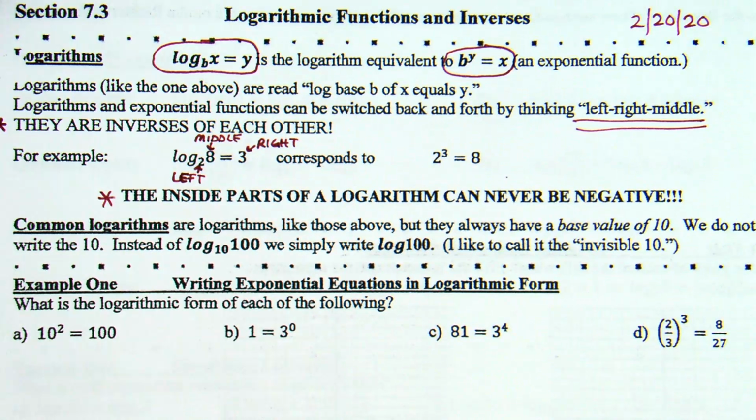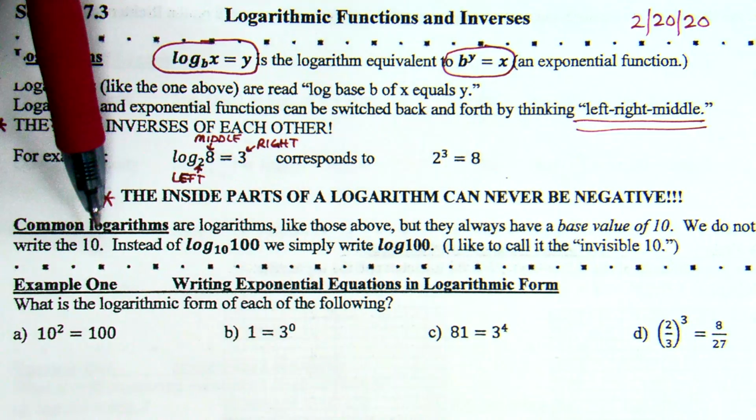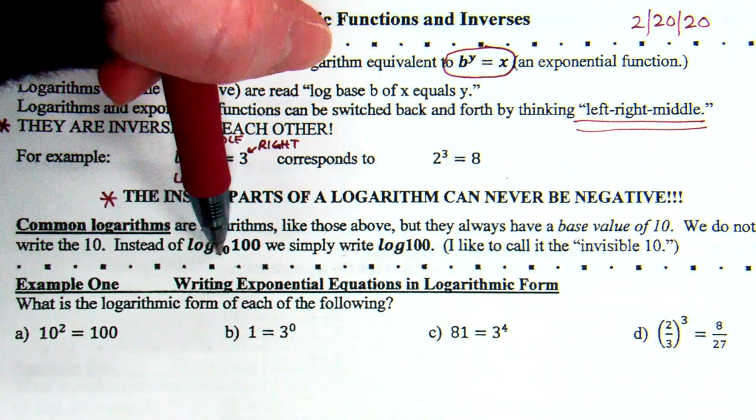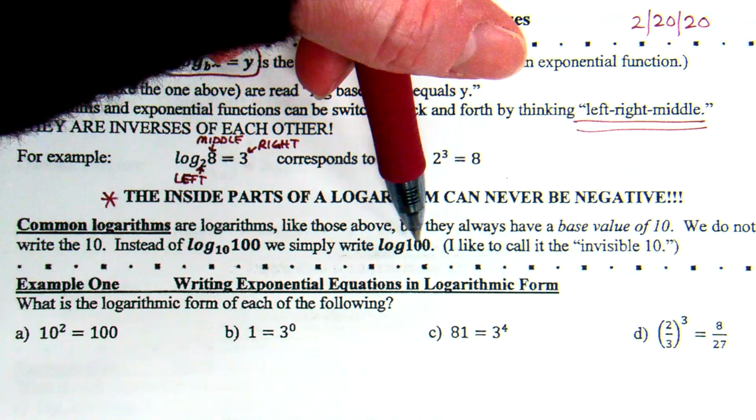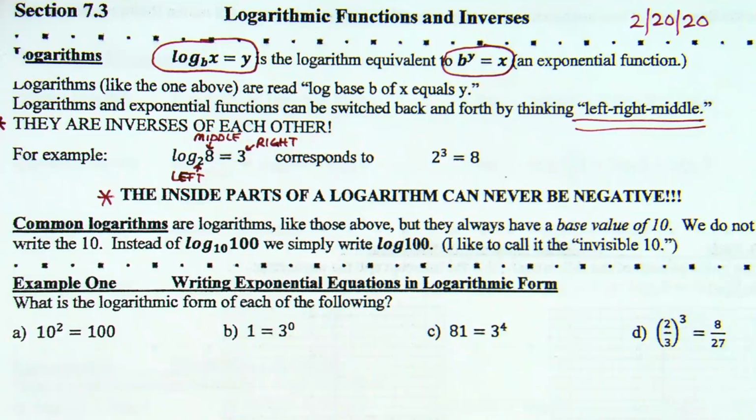If it's a log base 10, we don't write the 10. It's kind of like an invisible 10. So something like log base 10 of 100 would just simply be written as log of 100. Okay, so there's that invisible 10. Kind of like if we talk about x, there's an invisible 1 in front of the x. Common logs have that invisible 10.